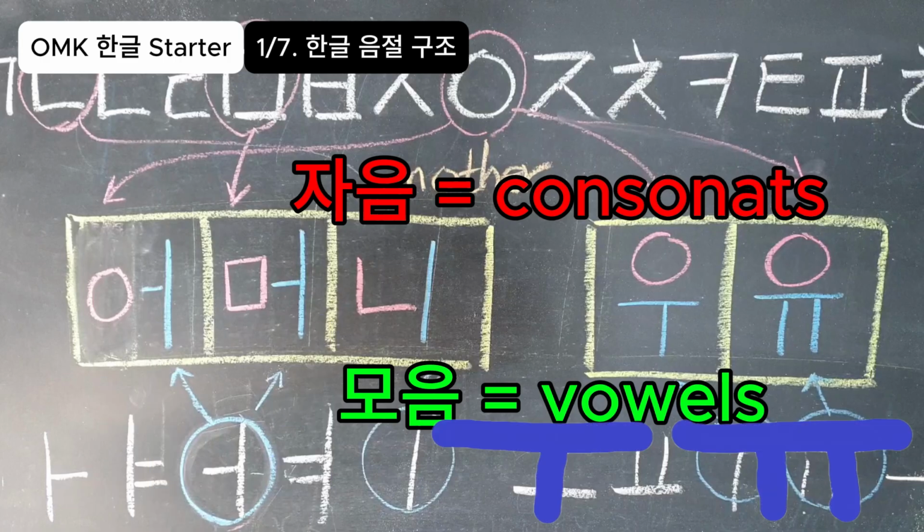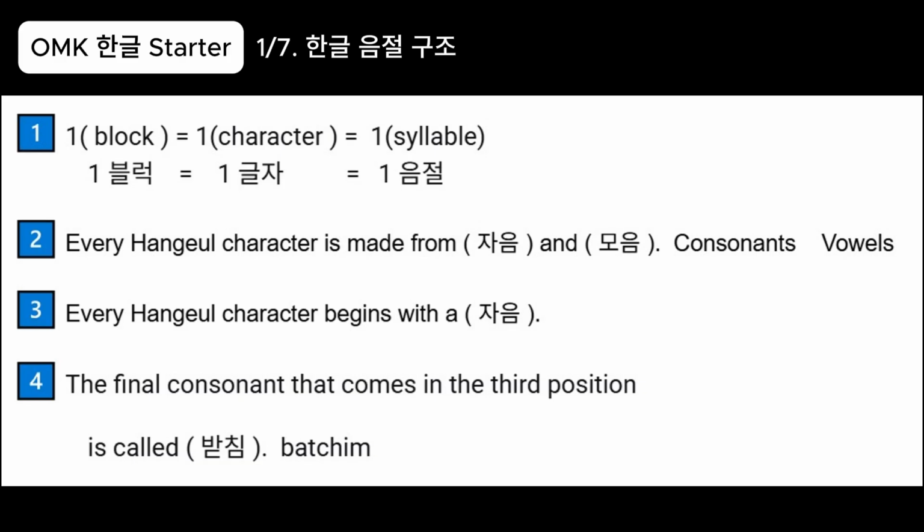And the other vowels look different. They have a long horizontal line. So that's why we put the consonant above the vowel. Now you understand how Korean syllable blocks work.